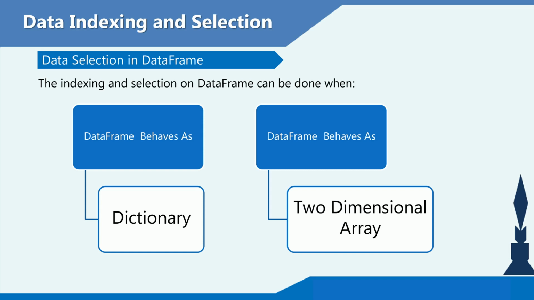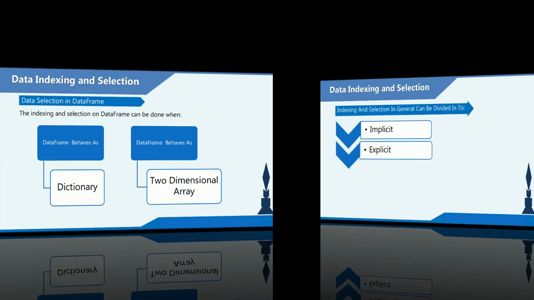Equivalently, we can use attribute-style access with column names that are strings. When it acts as a two-dimensional array, we can do many familiar array-like operations on the DataFrame itself. For example, we can transpose the full DataFrame to swap rows and columns.